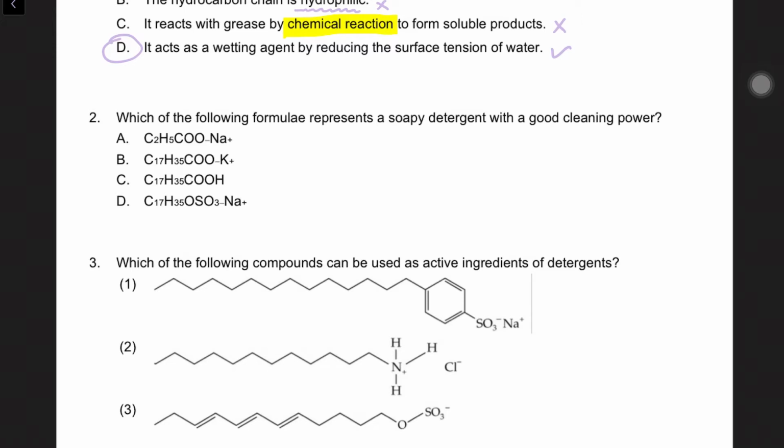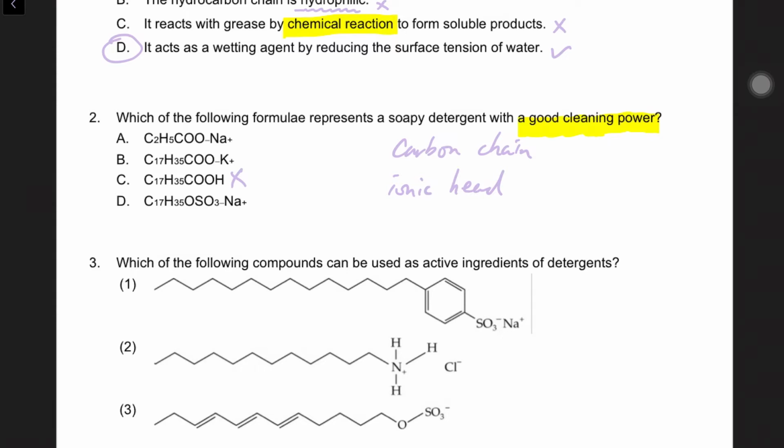So let's see, a good cleaning power. Any criteria for a good cleaning power? Maybe you can figure out. Yes, we have a carbon chain and an ionic head. Good. So among all these 4 choices, C is not correct because we don't have any ionic head here.